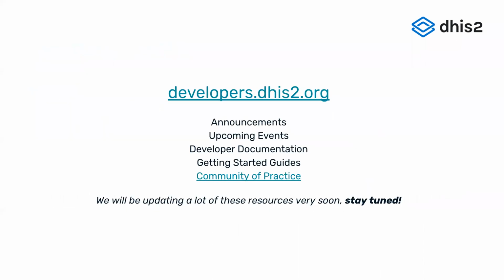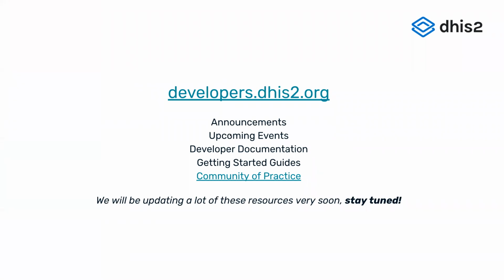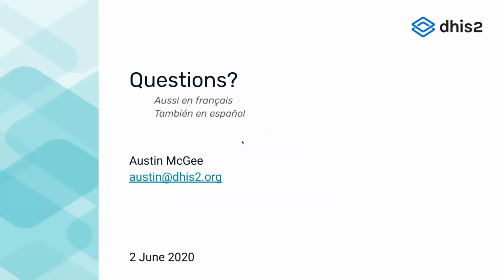And then finally, again, developers.dhis2.org is the place to go, a centralized location for all of our announcements, events, documentation, getting started guides, and the community of practice. We have a dedicated section in the community of practice for the application developer community, and we encourage everyone to join that, ask your questions there, talk to the DHIS2 core team there. And that's really where we hope to see everyone and get to know you a little bit better.